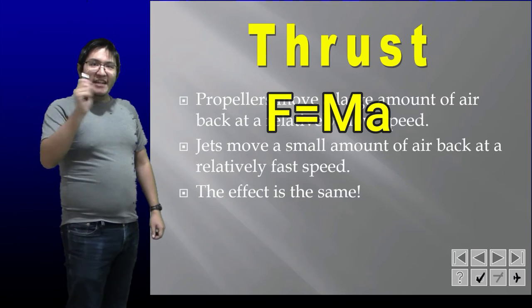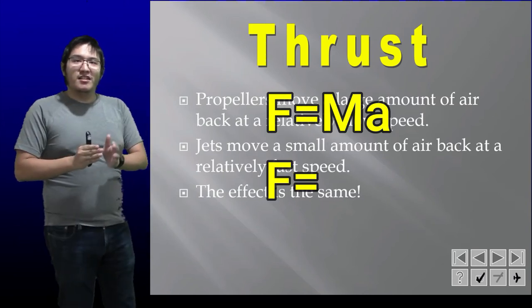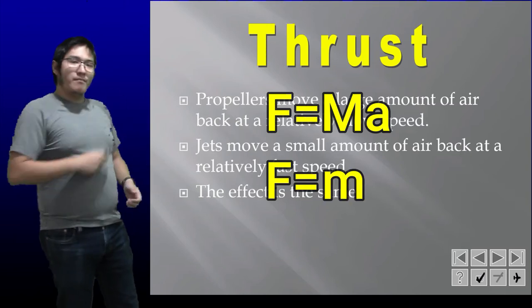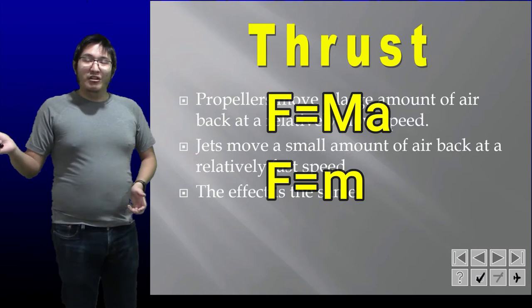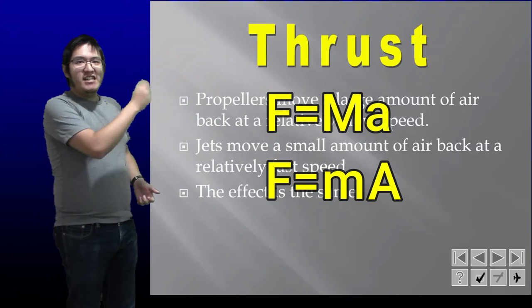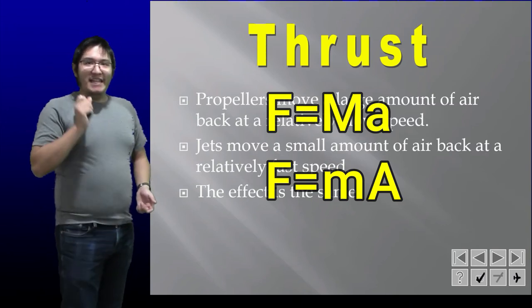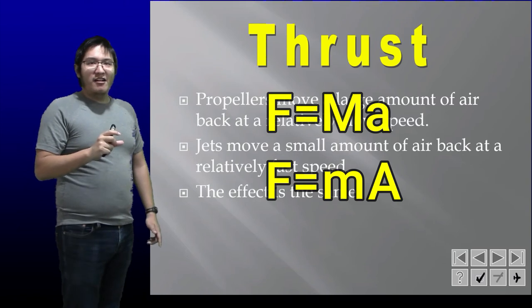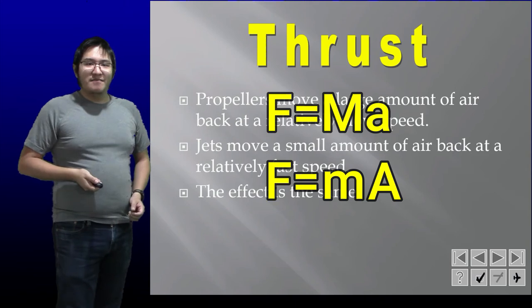Then let's move on to jet engines. Jet engines push a small amount of air, therefore they get a little m. And that small amount of air is pushed back really, really fast. That makes it a big a. So now both formulas have a small letter and a big letter, and in the end, both balance each other out.